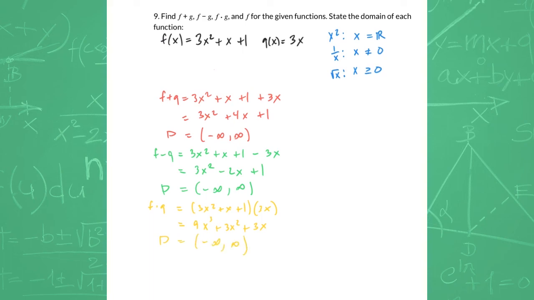Now let's move on to finding f divided by g. So f divided by g is 3x squared plus x plus 1 divided by 3x. And we see that there's nothing we can do to simplify this. And we can also see that our only restriction is that our denominator cannot be equal to 0. And so if we solve this expression for x, we get x cannot be equal to 0 by dividing 3 on each side.